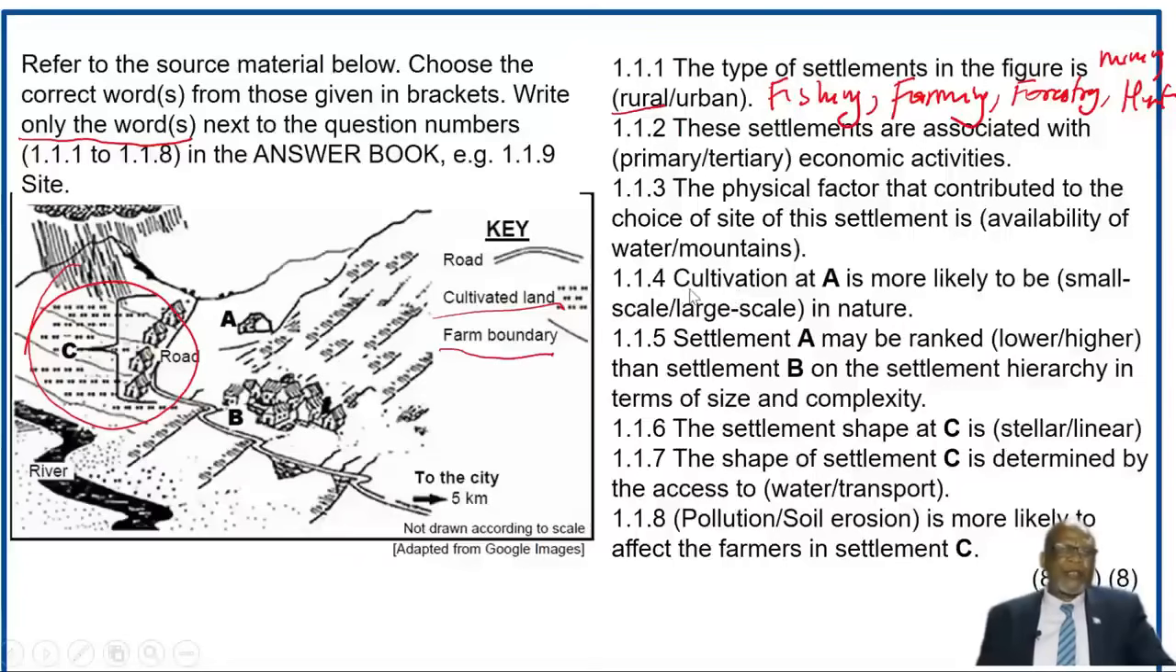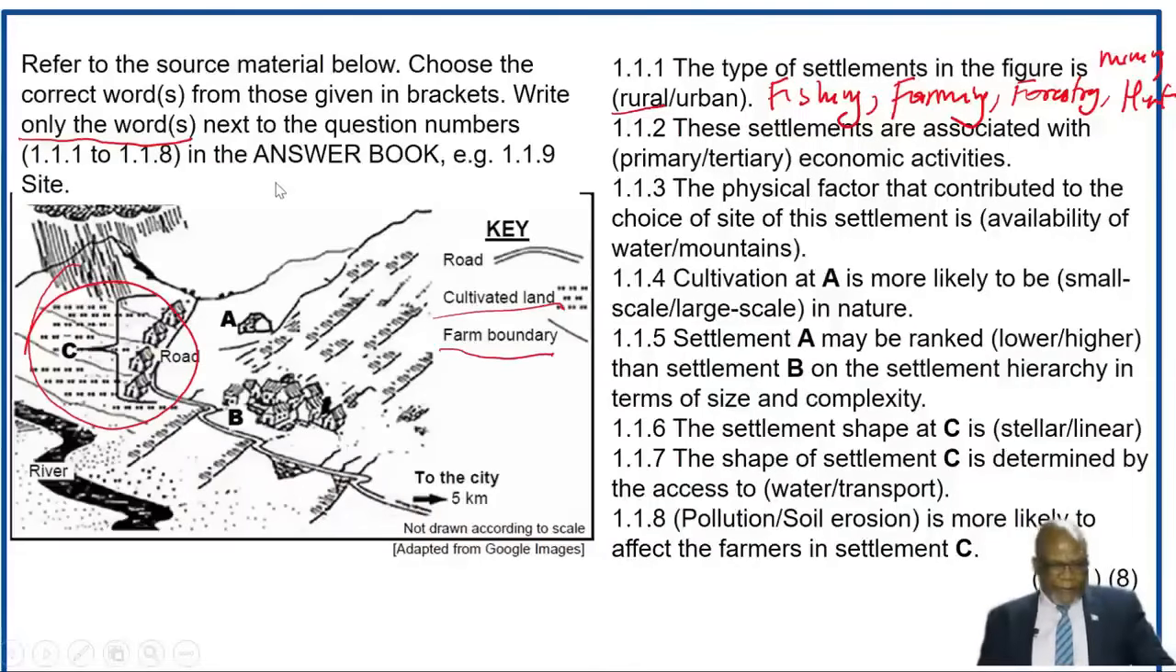The settlement is rural because of, then the options will be: is it because of population size? Is it because of pattern? Is it because of function? Or is it because of any other thing? So if they say the settlement is rural, you must know it is because of function. It is not because of pattern and it's not because of size.